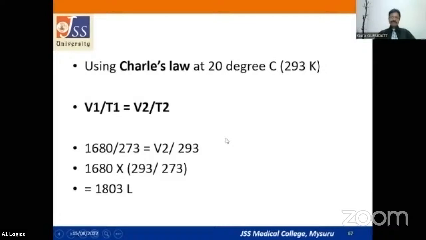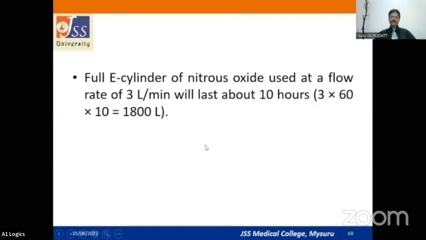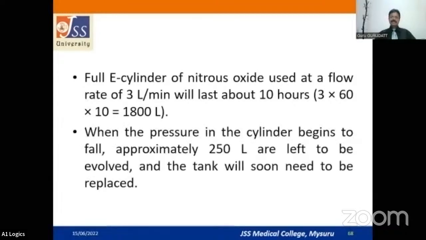That means a fully loaded nitrous oxide cylinder, when you connect it onto your anesthesia workstation, can give about 1,800 liters of nitrous oxide. Suppose you are using about 3 liters per minute, you can definitely use it for nearly 10 hours. But once the indicator starts falling, it still contains about 250 liters. You should always know that, because here you will be applying Boyle's law.